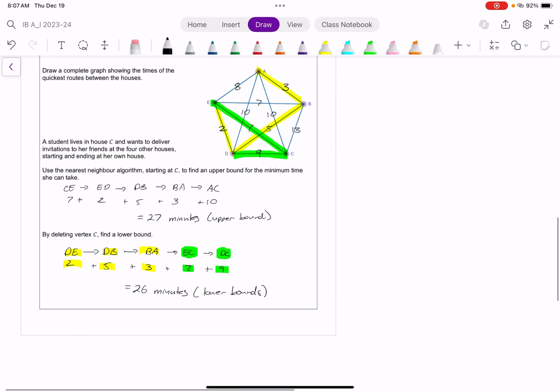Which means we are now certain that to get from C and end at C and reach all the homes, it's going to be at most 27 minutes and minimum 26 minutes, which means we're pretty certain how long it's going to take.